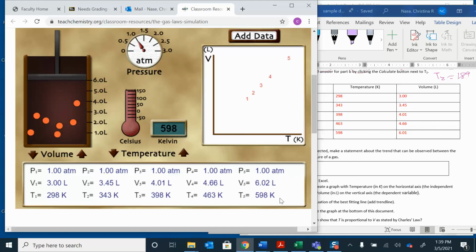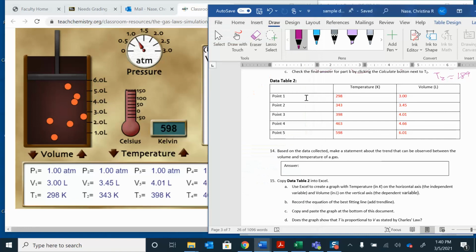Calculate. So in each case, you can see as I'm increasing the temperature, I went from 298 to 343 to 398 to 463 to 598. The volume is also increasing, or you can see it in the graph. As I increase the temperature, I increase the volume, increase the temperature, increase the volume. So you're going to get that straight line. That's great. Now we're going to graph this with your data. So you're going to make the same graph, but you're going to get the trend line as well.